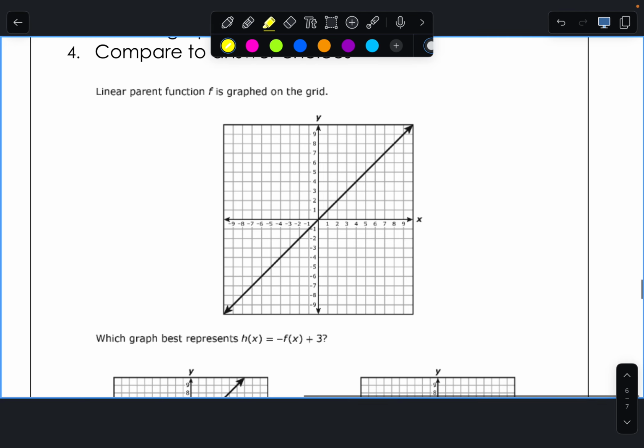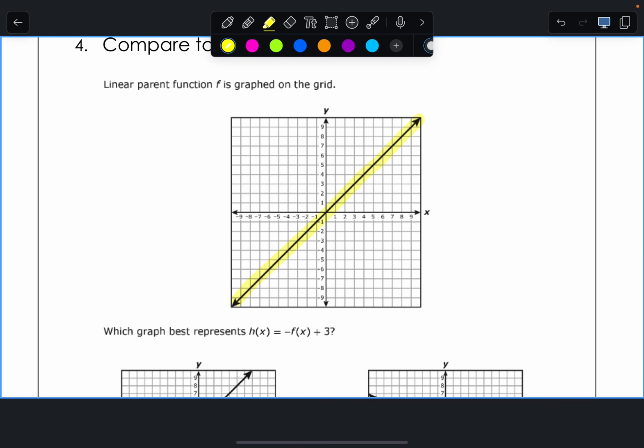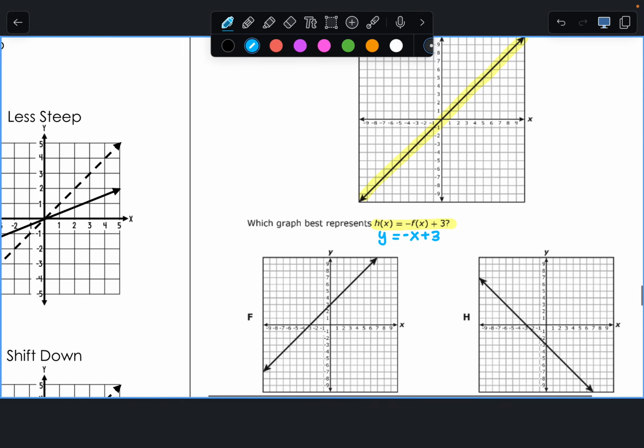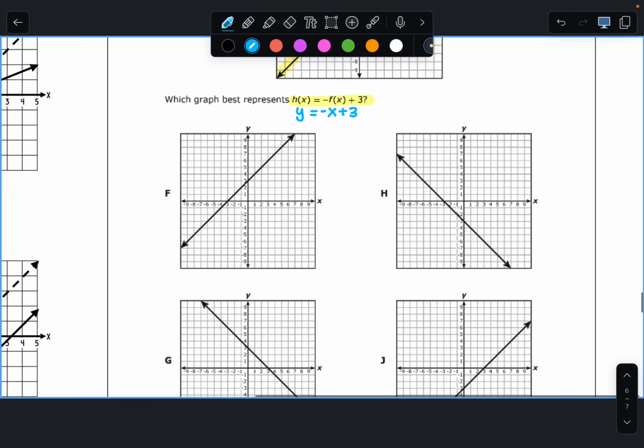It says, this is your linear parent function. This is your starting point. Which graph best represents this equation? Well, I can't recognize it just by looking at that equation. I must first convert it to y equals form. So my h of x is going to go back to y equals. I'm going to bring down my negative. And my f of x is going to change back to a what? For linear? Just an x plus 3. So you're trying to find the graph that matches negative x plus 3. The first thing I see is that my slope is negative.